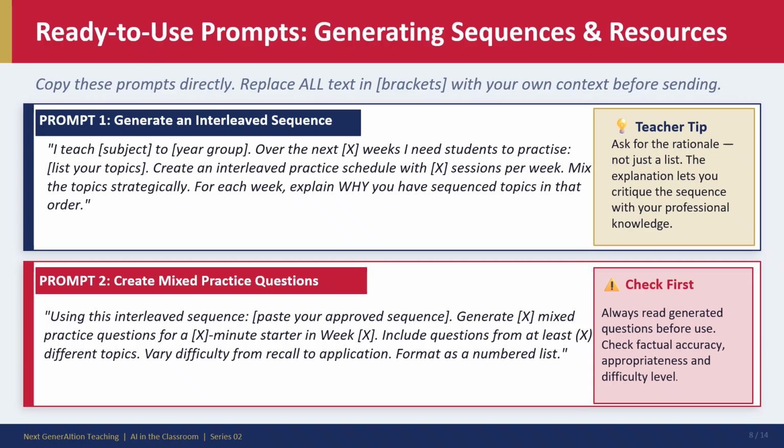Notice 3 things about this prompt. First, we give AI the clear context: subject, year group and topic list. Secondly, we specify the structure: the number of weeks, the sessions per week. And third, critically, we ask for the rationale, not just a list, an explanation. That explanation is what you review with your professional knowledge. If the rationale does not make sense, the sequence probably doesn't either.